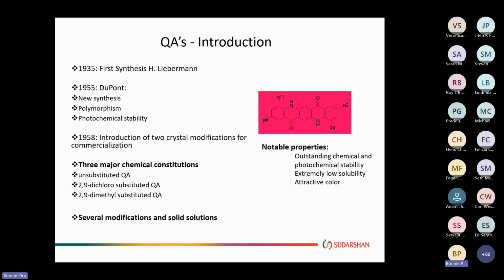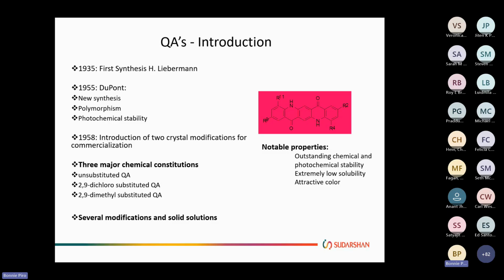As far as an introduction to quinacridones, they were first synthesized in 1935. DuPont brought that forward with new synthesis options, new polymorphism, and established that photochemical stability. In 1958, there was the introduction of two crystal modifications that are well used today on a commercial basis.